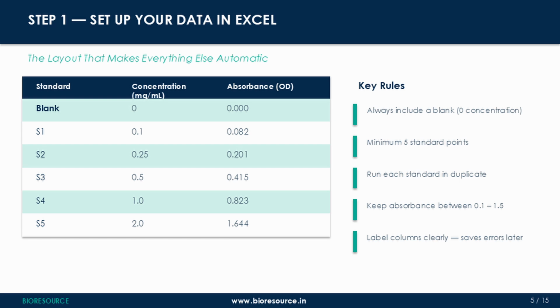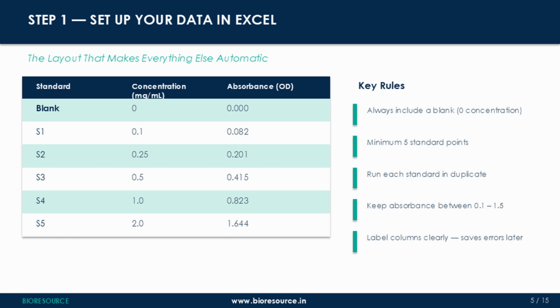You need 2 columns, concentration in the first column, absorbance in the second. That's it. Don't swap them. Excel expects the X values, your concentration, in the first column when building this type of chart. Now let's look at this example. We have a blank at 0 concentration with 0 absorbance, then S1 through S5 at increasing concentration from 0.1 up to 2 milligrams per ml. A few critical rules here.